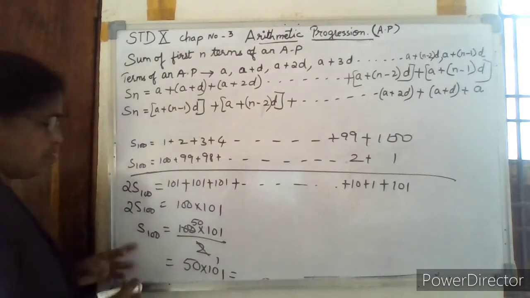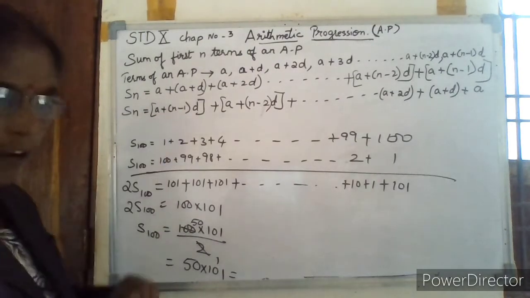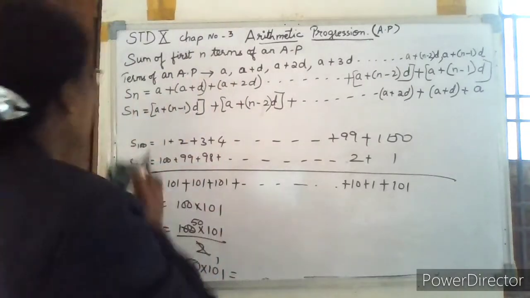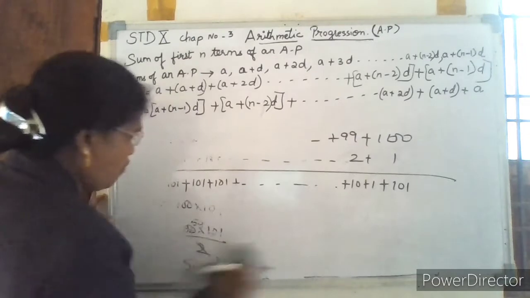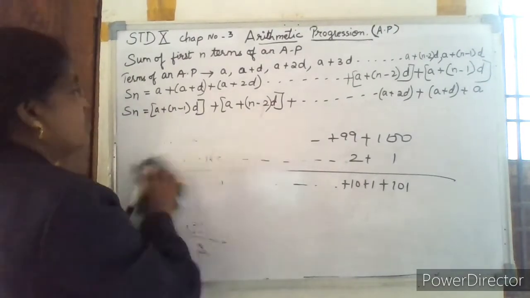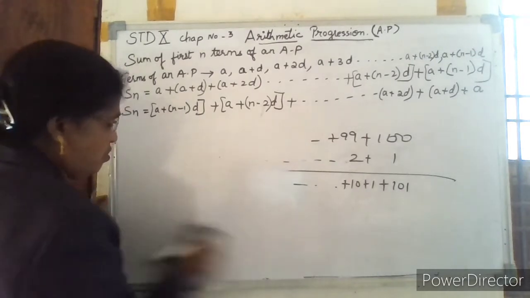So the same method is followed here, to get the formula of the sum of n terms. This is the derivation of the formula for the sum of n terms.